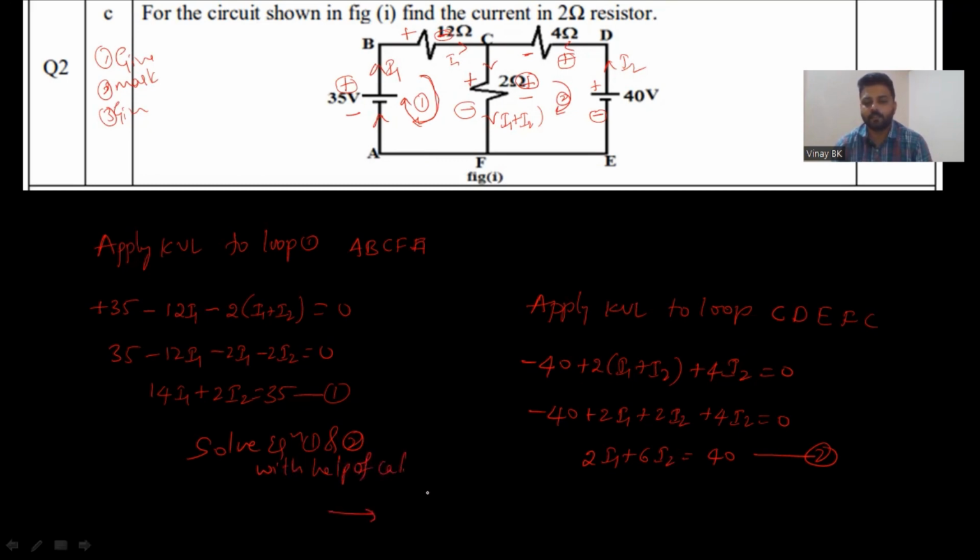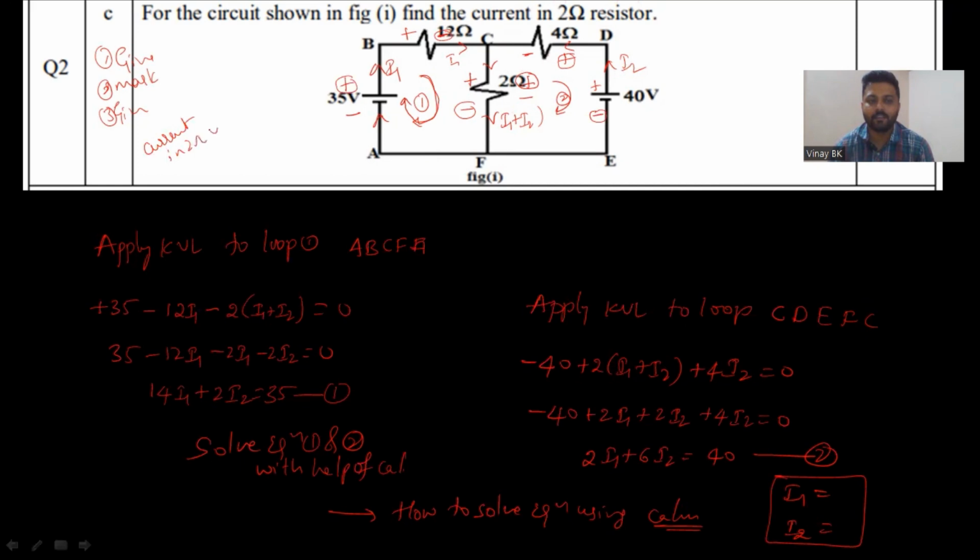If you don't know how to solve the equations with the help of a calculator, please go through my playlist. I uploaded one video on how to solve equations using a calculator. You can go with both types of calculators, you can get the answer. Then by solving these two, you'll get the values of I1 and I2. Once you have the values of I1 and I2, it's not over. You need to find the current in the 2 ohm resistor, and the current in 2 ohm is I1 plus I2. Once you have I1 and I2, you can calculate I1 plus I2.